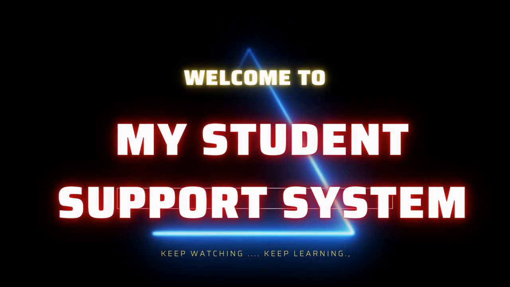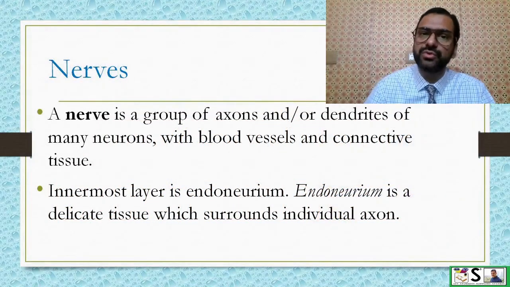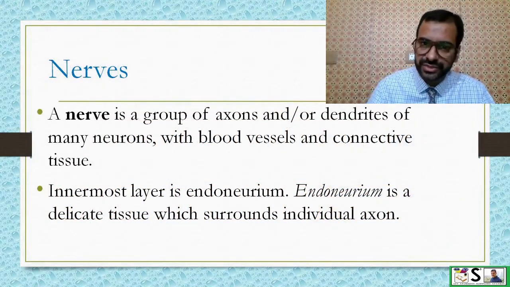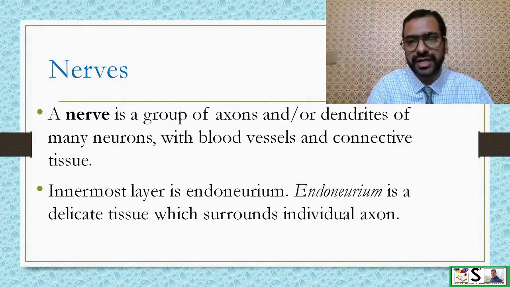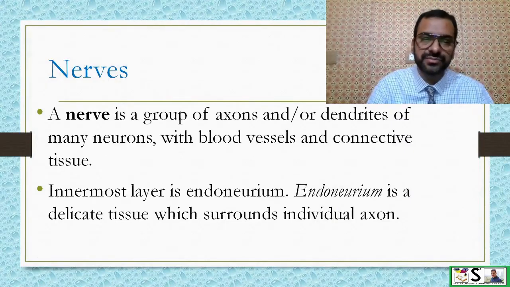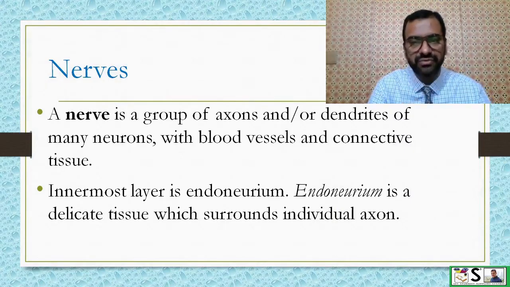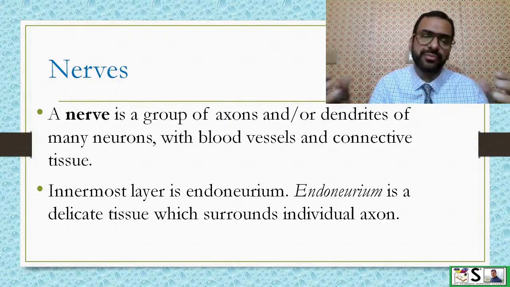Keep watching, keep learning. Now we come to nerves. A nerve is a group of axons and/or dendrites, many neurons with blood vessels and connective tissue. They come together and form a nerve.